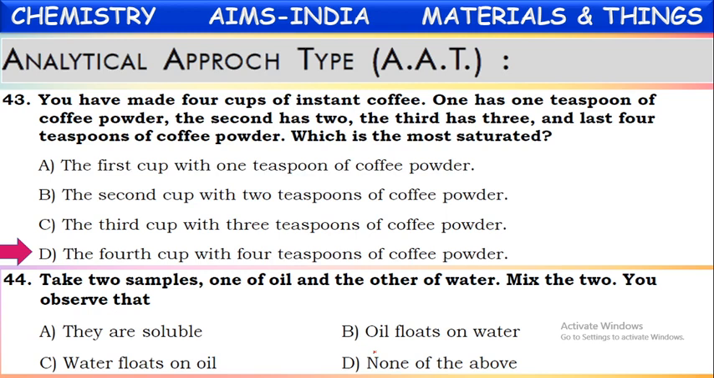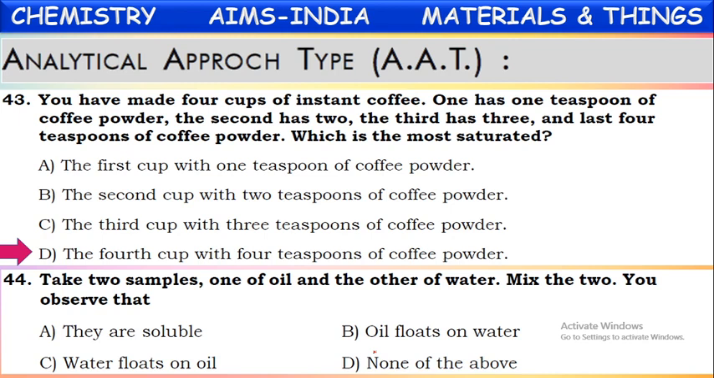If you mix one into another, they form two separate layers. The one with lighter density will float and the other one with the heavier density will sink into water. Now, out of these two, water is heavier and oil is lighter.